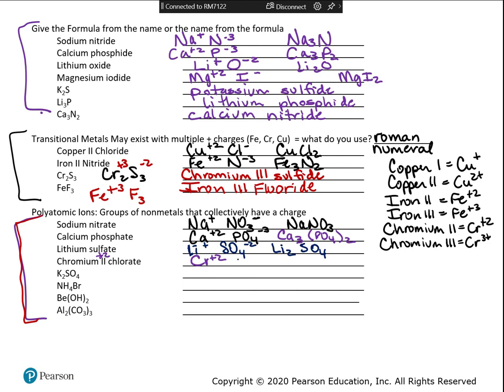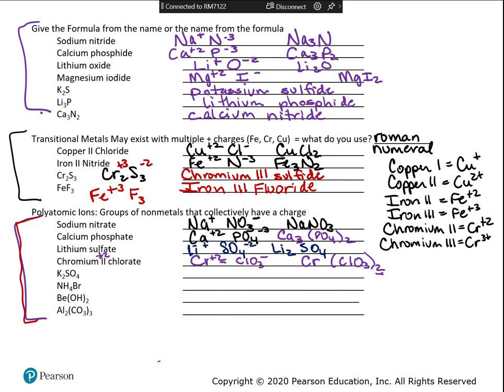Chlorate is ClO3, and its charge? A -1. So how many chromiums do I end up with? Nope. Just 1, right? Because the charge on the chlorate tells me how many chromium. So I've got 1 chromium. And how many chlorates, though? 2. Because the 2 from the chromium has to go after the chlorate. So it's parentheses ClO3, parentheses 2. This 2 is because of this +2.